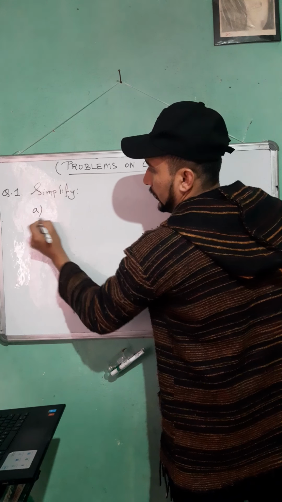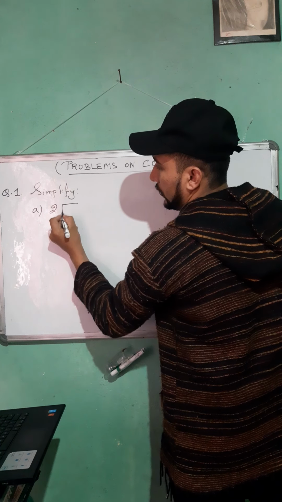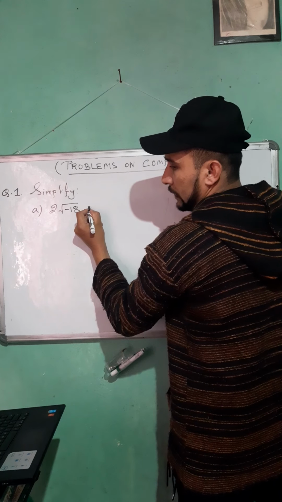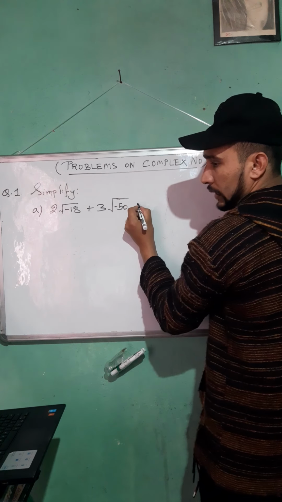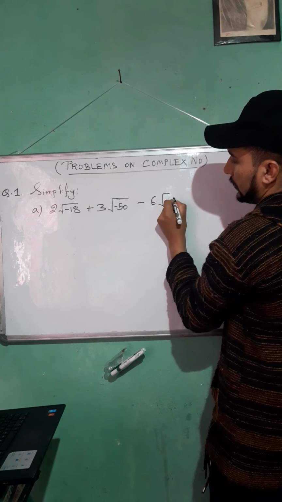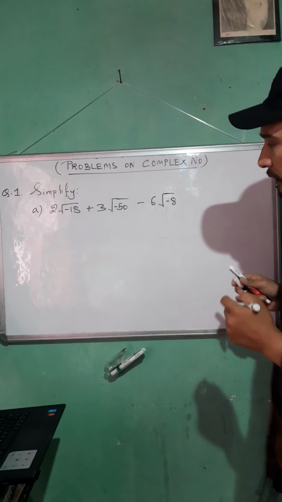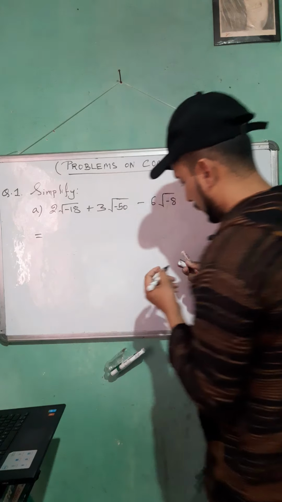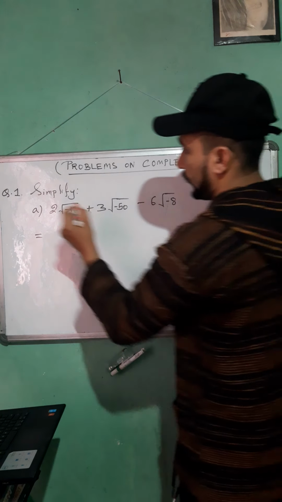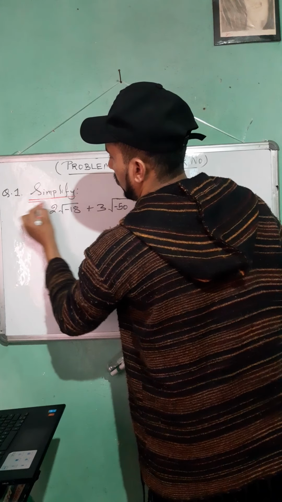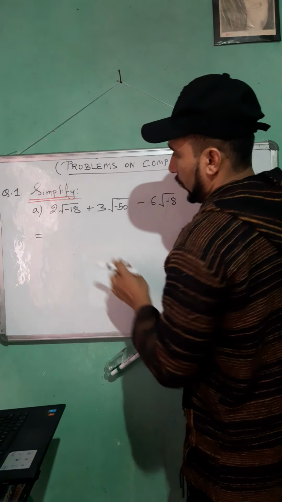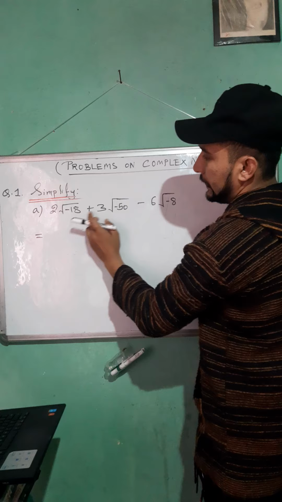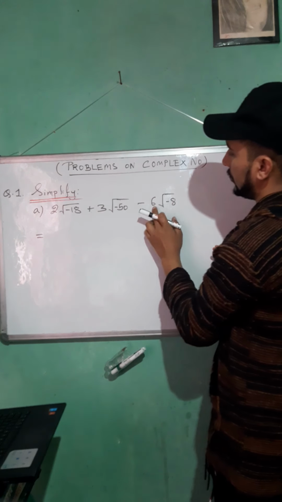Question number A is 2 root under minus 18 plus 3 root under minus 50 minus 6 root under minus 8. This is a very simple question. Basic question of complex number. So you have to simplify 2 root under minus 18 plus 3 root under minus 50 minus 6 root under minus 8.